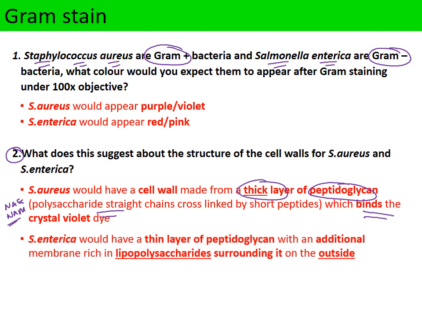The Salmonella enterica bacteria would have a thin layer of peptidoglycan with an additional outer lipopolysaccharide-rich membrane that actually inhibits the crystal violet from getting to this thin peptidoglycan layer. So this lipopolysaccharide surrounding limits the ability of crystal violet to get to and bind to the thin peptidoglycan layer.